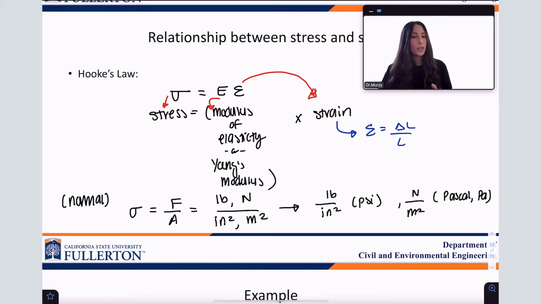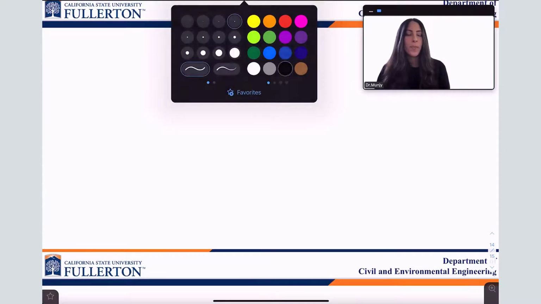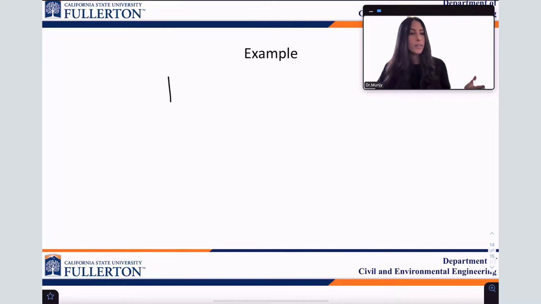When we're talking about strain, we'd have delta L over L. Change in length is in inches, or millimeters, and L is in inches. So technically this is unitless, but we would still use inches per inch or millimeter per millimeter when we're going over this problem. So let's now put all of this information together and try out an example.